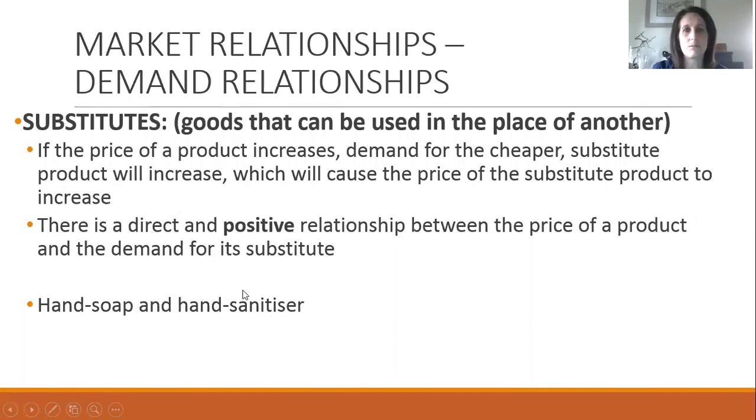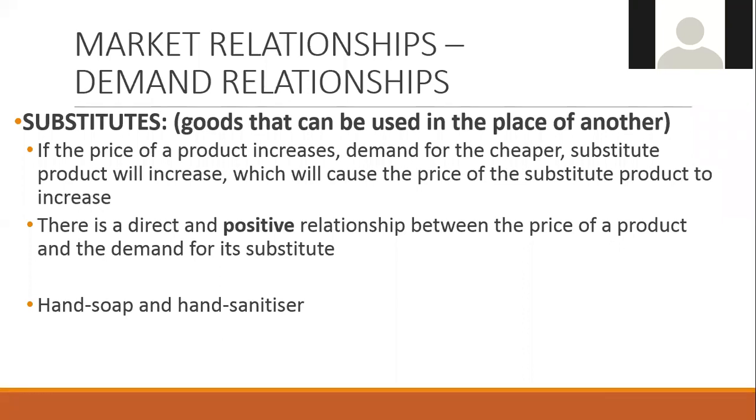So, demand relationships. The first one we're going to look at is substitutes. Those are goods that can be used in the place of something else. And I try to use examples that are currently in the news or in the forefront of the market. So I've used hand soap and hand sanitizer. If we can't get hand soap, we are going to use hand sanitizer. And at the moment, everybody is opting for hand sanitizer because we feel that it is safer than just using normal hand soap. Am I right?